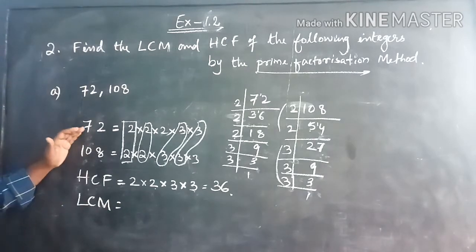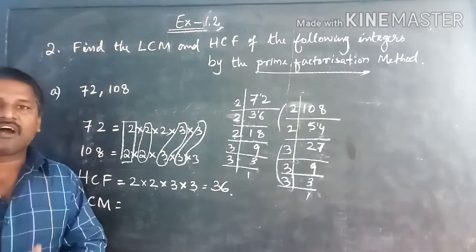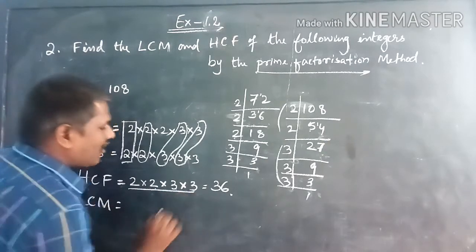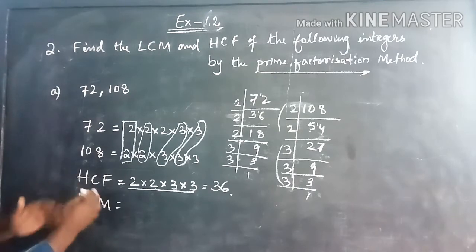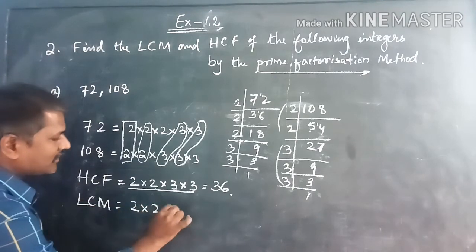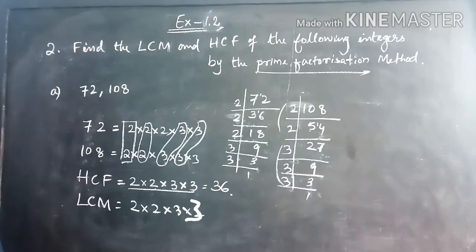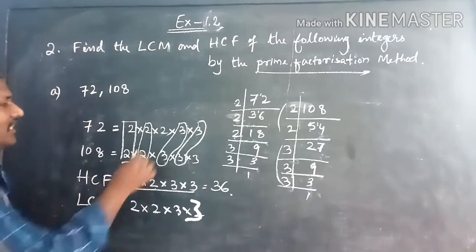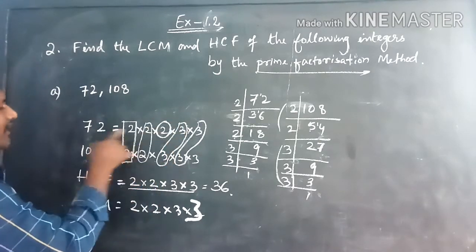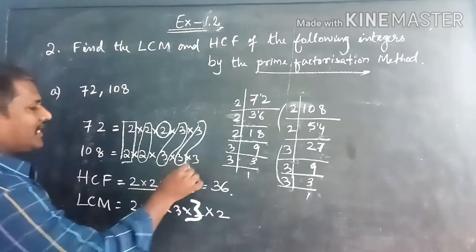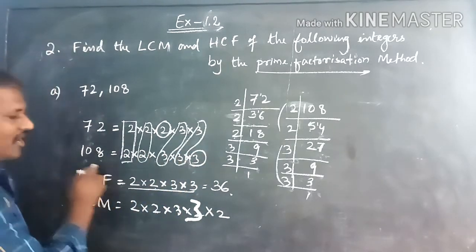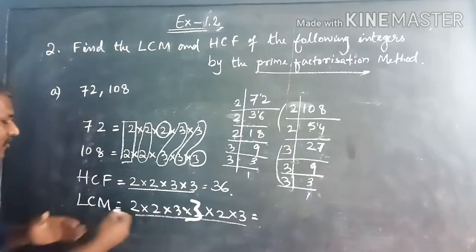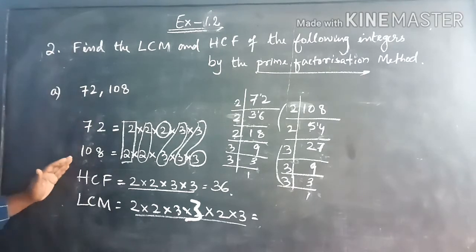The LCM of 72 and 108 is the least common multiple. Least common multiple means first you have to select all the common terms which are found in the HCF. Write 2, 2, 3, 3. Then select the rest of the factors remaining in 72 and 108. 2 is one factor remaining in 72, so write 2, and 3 is another factor remaining in 108, so you have to write 3. Now you find the product of all of these, and then you get the LCM of 72 and 108.